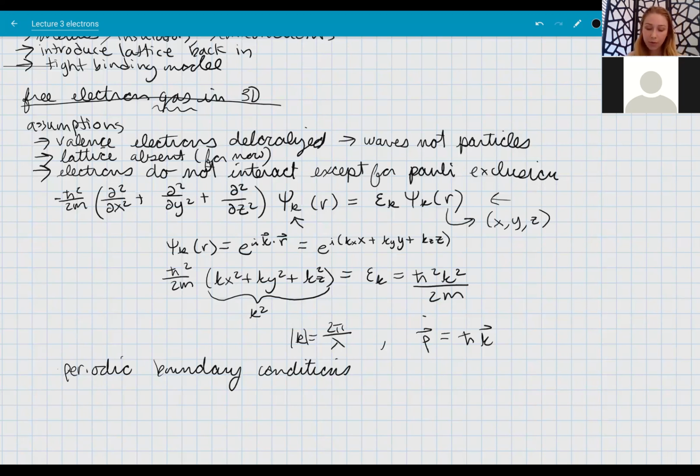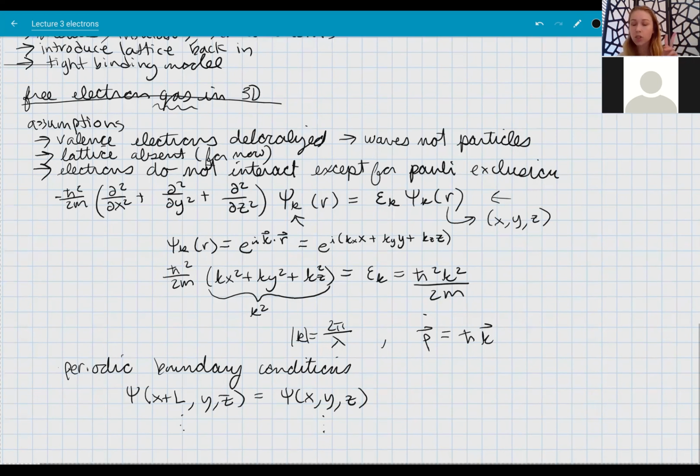So I'm going to write it down for the x direction, and I'm not going to write it down for the other directions. So the periodic boundary condition for the wave function is that psi of x plus L, y, and z is equal to psi of x, y, z. And this is going to be true for y, and it's going to be true for z. I'm not going to write it down. Okay, so the periodic boundary conditions do two things.